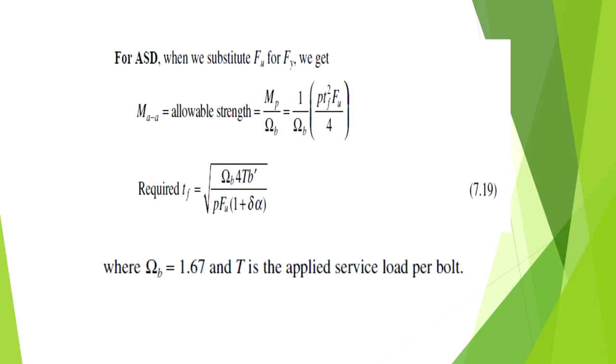For ASD, when we substitute F u for F y, we get M sub A to A is equal to the allowable strength, M p over omega sub b, is equal to 1 over omega times p times t f squared times F u over 4. Required t f is equal to the square root of omega times 4 times T B prime over p F u times 1 plus alpha times elongation, where omega sub b is equal to 1.67 and T is the applied service load per bolt.